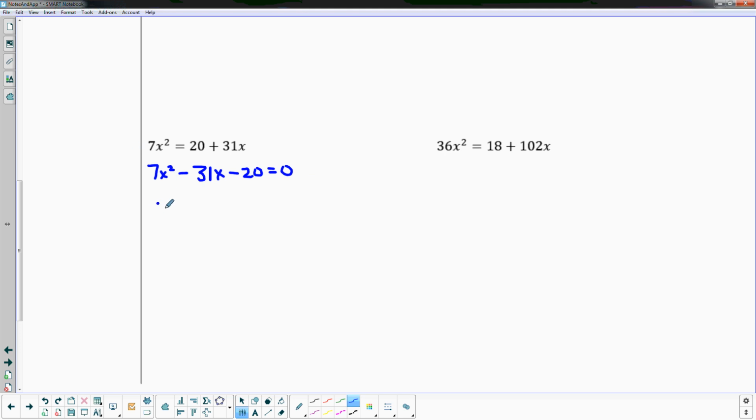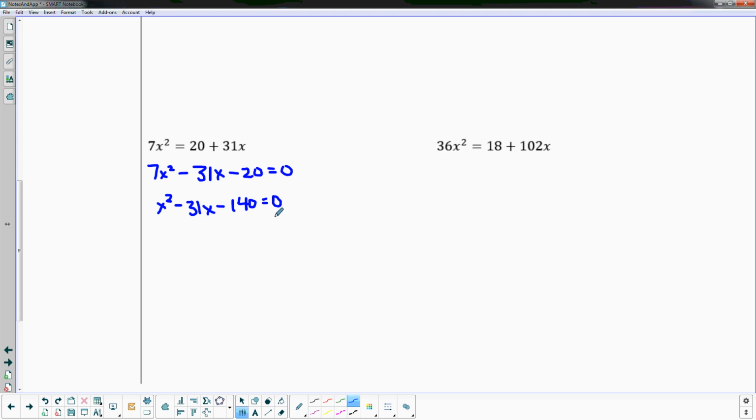So now I'm going to use my bottoms up method and multiply that 7 by that 20. So we get x squared minus 31x minus 140 equals 0.